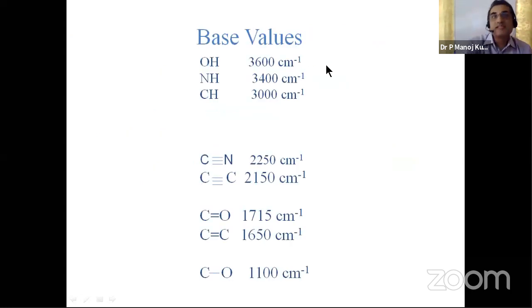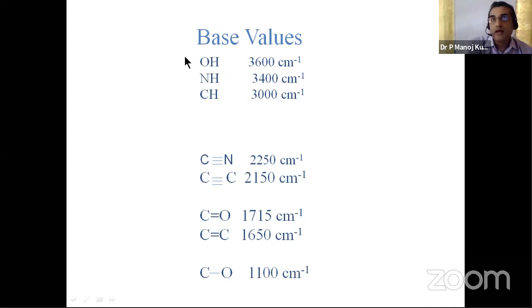These base values, please make sure that you remember these base values: OH, NH, CH, C triple bond N, C triple bond C, C double bond O, C double bond C, C single bond O. These values are very, very important. Understanding these values will help us to predict what will be the value corresponding to the OH group when it is a part of a carboxylic acid.